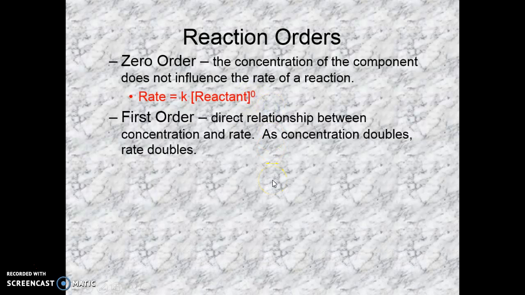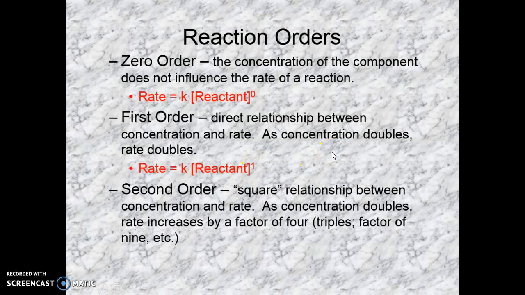Okay, first order is where you have a direct relationship between concentration and rate. So if the concentration doubles, the rate doubles. And so we show that by writing it this way, raised to the first power. And then a second order is a square relationship. So if the concentration doubles, the rate increases by a factor of 4. If the concentration triples, the rate increases by a factor of 9, and so forth. And so you see the rate expression shown like this. So m and n are typically going to be either 0, 1, or 2. For us this year, they definitely are going to be 0, 1, and 2.